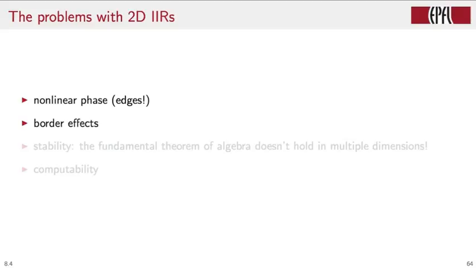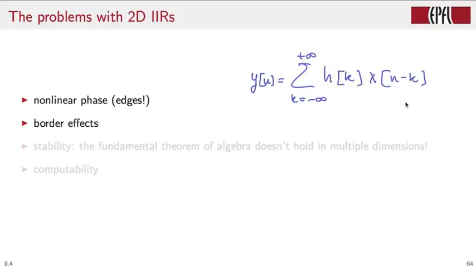Consider the convolution operation in 1D. We have that y[n] is equal to the sum for k that goes from minus infinity to plus infinity of our impulse response h[k] times x[n-k]. Now, if the signal x is finite support, when the index k ranges from minus infinity to plus infinity, we have to make an assumption for the values of the signal outside of its support. And usually we assume that these values are 0.